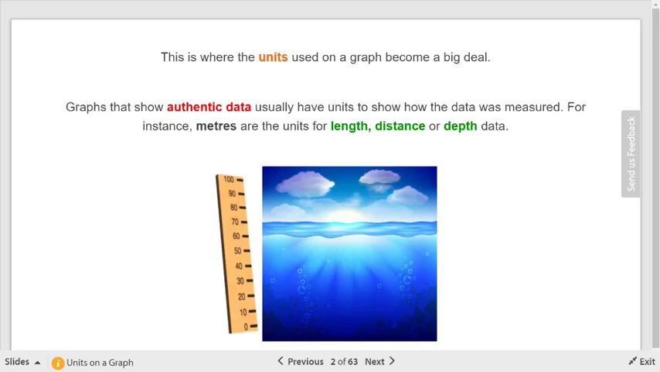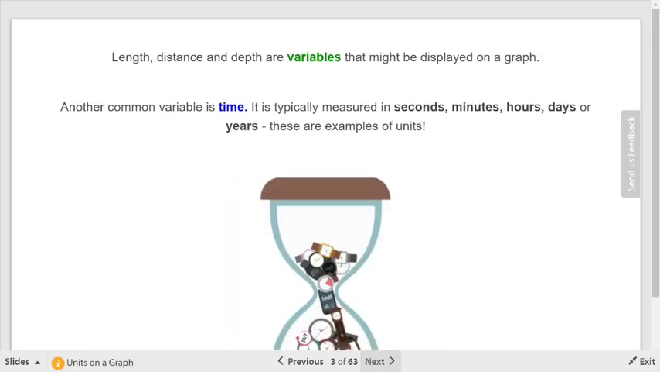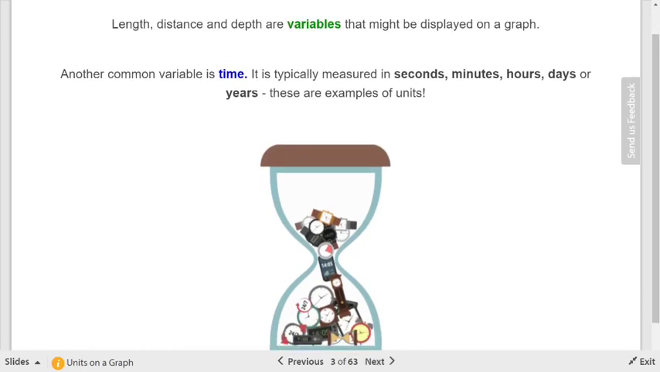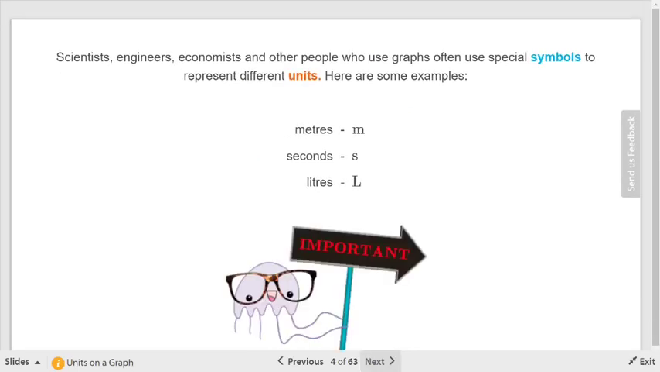And also, your units are going to tell you something about what it is you're measuring. You've got units for length, units for distance, depth, etc. And specific units are used for specific items. One of the common ones you'll see is time. And remember that time, seconds, minutes, hours, days, years, all kinds of units for time. Also milliseconds. Exactly. Still more even. Also remember that many times they don't write out the entire phrase. They'll just use an abbreviation. So for meters, they'll use M, seconds for S, liters, capital L, etc.